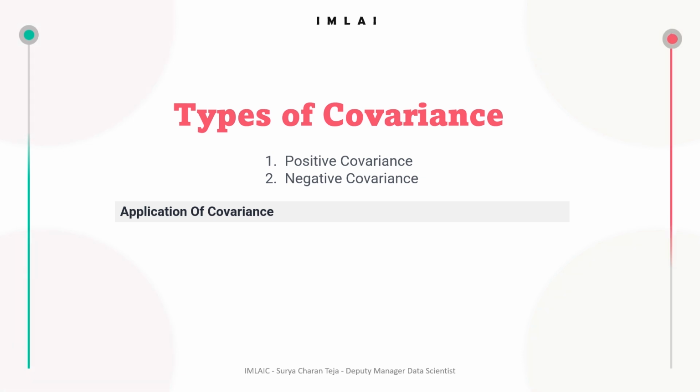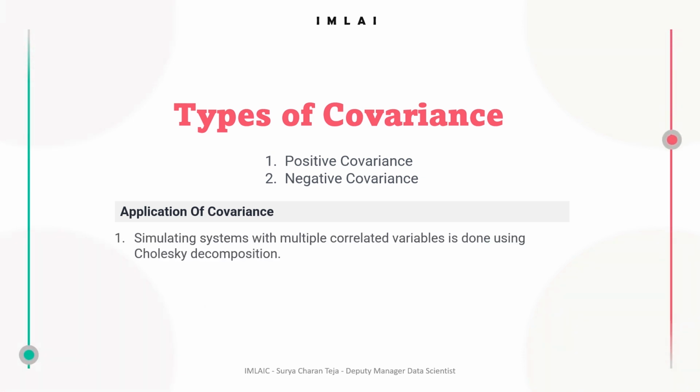Now let's see some of the applications of covariance. Simulating systems with multiple correlated variables is done using Cholesky decomposition. A covariance matrix helps determine the Cholesky decomposition because it's positive semi-definite. The matrix is decomposed into the product of a lower triangular matrix and its transpose.